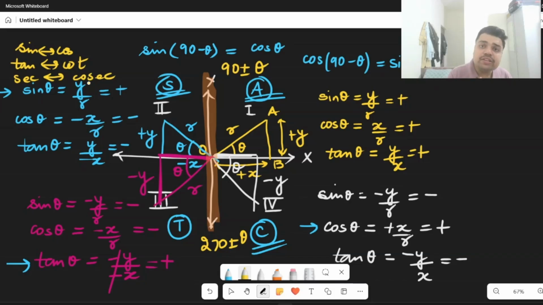Understood? Why are we doing that? Because our sides change. Perpendicular becomes base, base becomes perpendicular. But when we are comparing our angle with respect to the x-axis or horizontal line, we will do nothing, because the sides are not changing in that case. Now, coming to our original question.